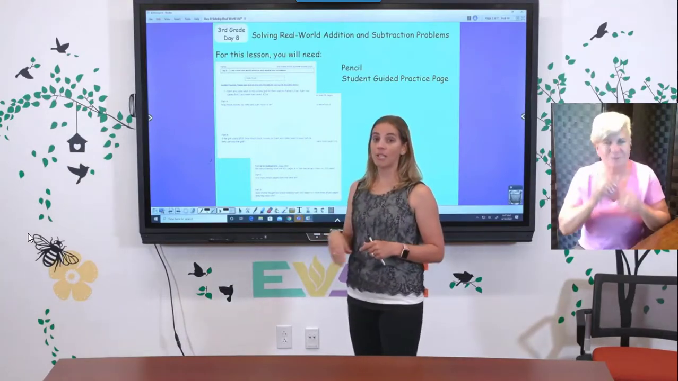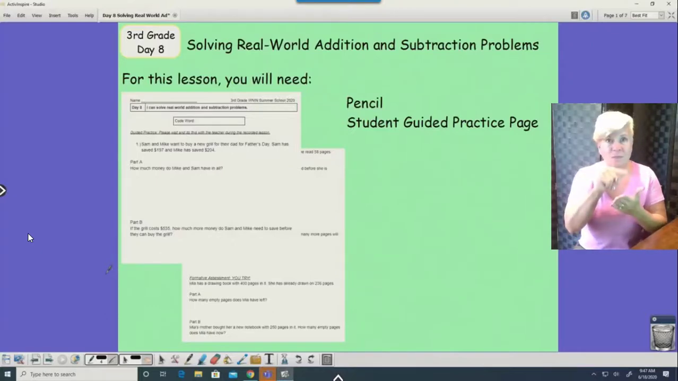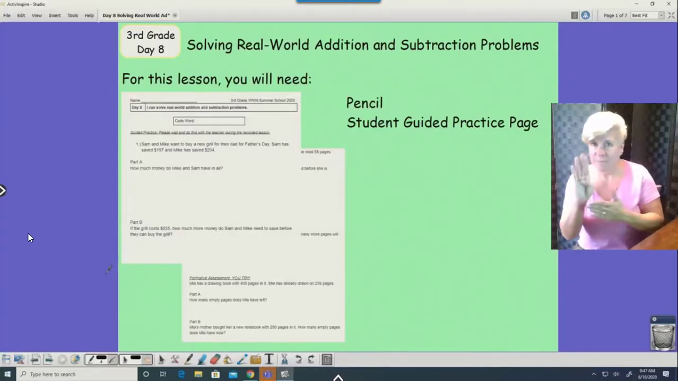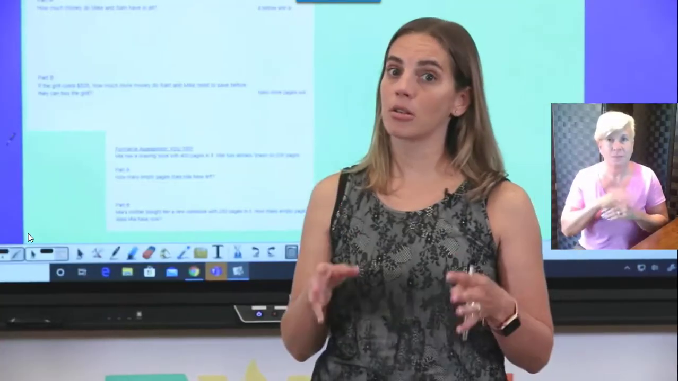For our lesson today, you need a couple of things. You need your student guided practice page. This is the one that says part A and part B. Sometimes that's a little scary, but don't worry, we've got this. You also need a pencil. Make sure it's got an eraser on it. Mistakes are how we learn.